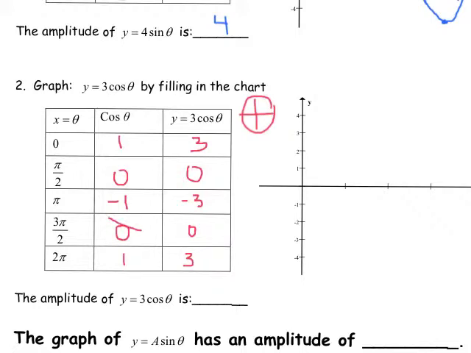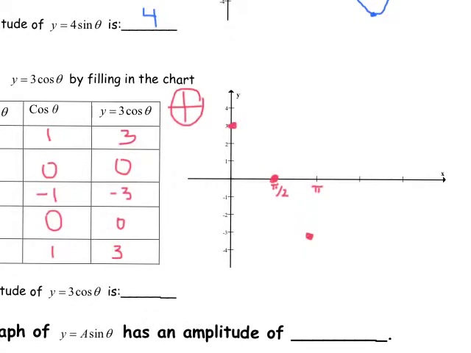So at 0 radians, I do have a height of 3. At pi over 2, I don't have a height, so that's 0. At pi, I have a height of -3. At 3 pi over 2, I have a height back at 0. And then at 2 pi, I have a height back at 3. So the cosine is the one that's going to look like a U shape.